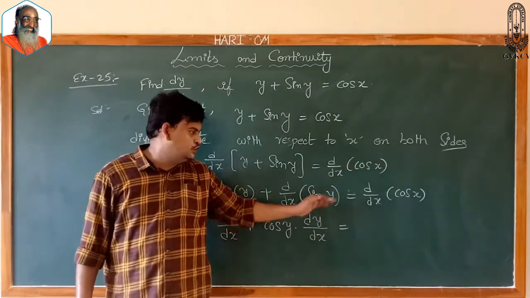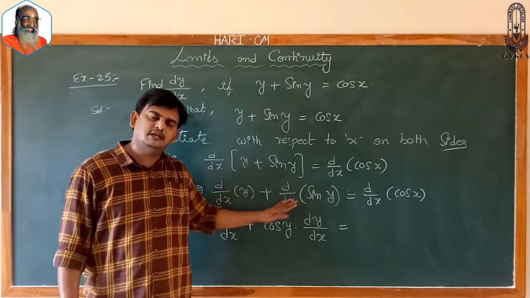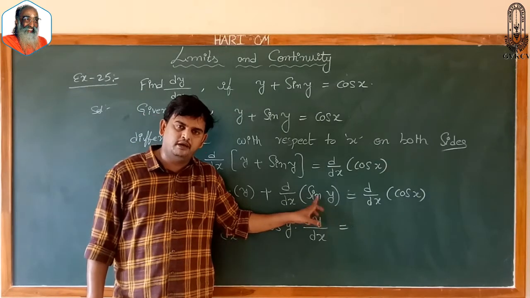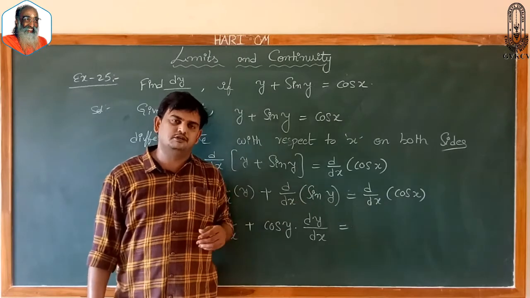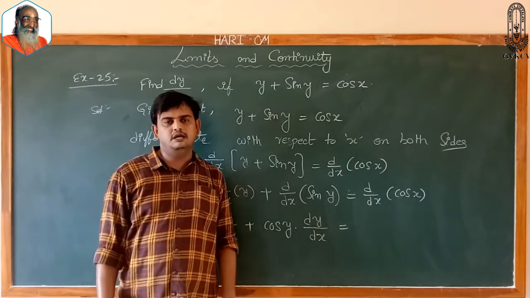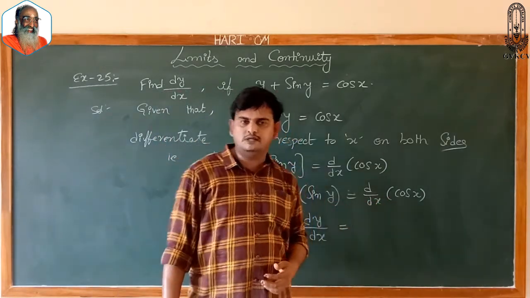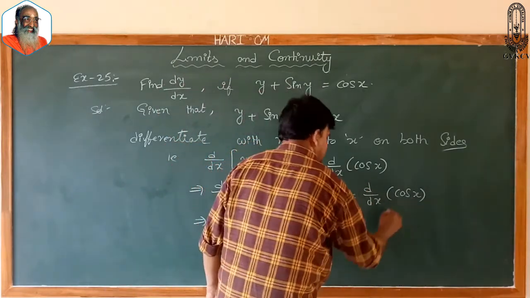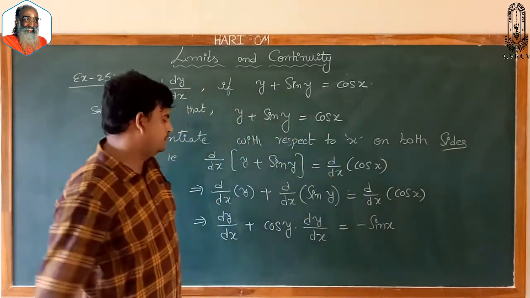Usually the derivative of sin x is cos x. But here sin y gives cos y, but in place of x, what variable do we have? y. So you have to differentiate y also. It is just like a composite function. So when we differentiate y, what we have is dy by dx. Now coming to cos, what is the derivative of cos? Minus sine. So d by dx of cos x is nothing but minus sin x.